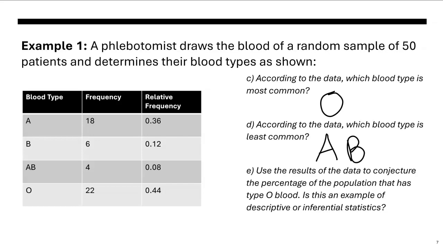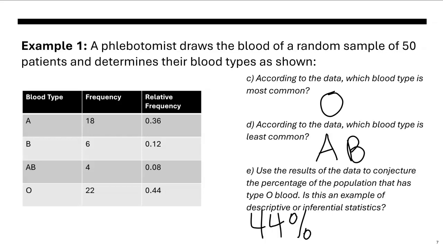And then use the results of the data to conjecture the percentage of the population that has blood type O. So if we look at type O blood, it's 0.44. But if we convert this to a percentage, that would be 44%. All right, so remember, this is a proportion. It can be converted to a percent. Now, this 44% of the sample was blood type O.